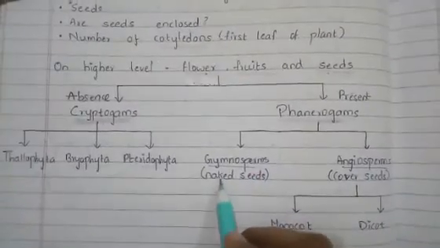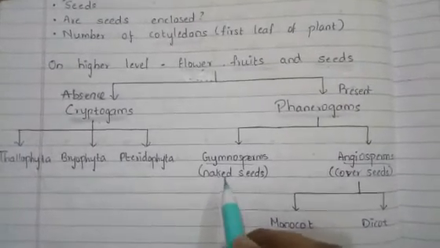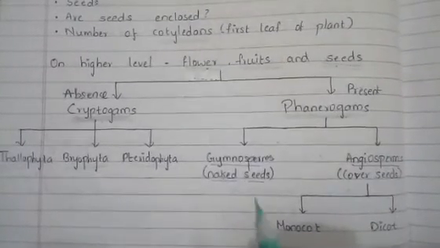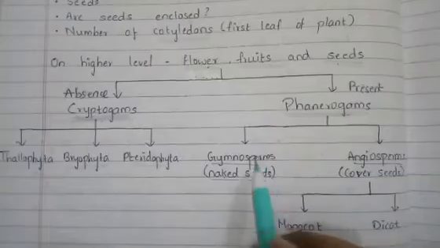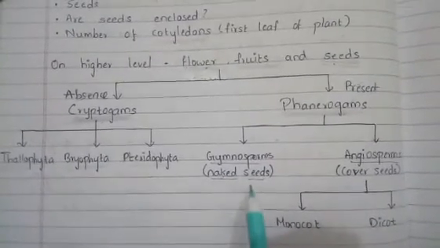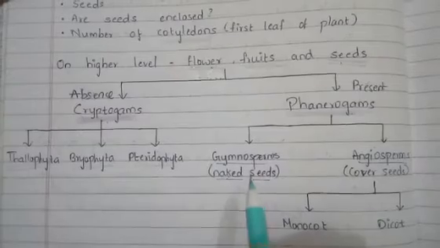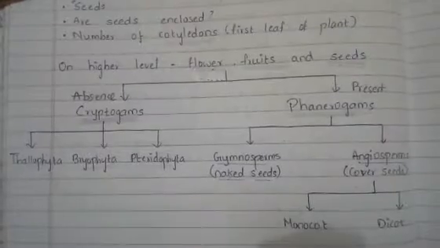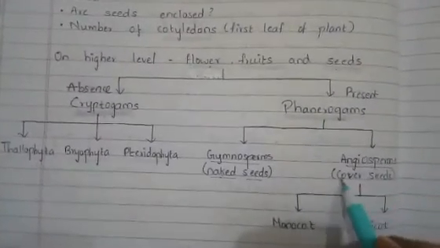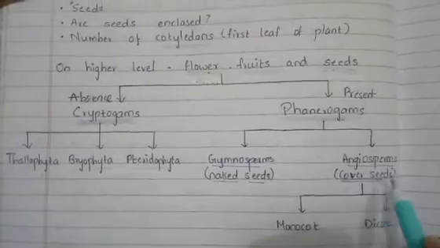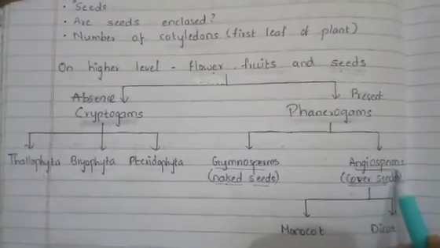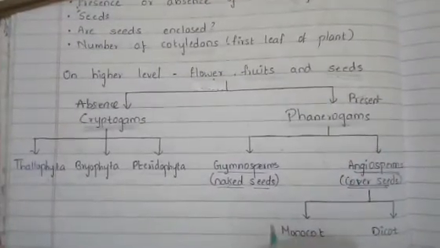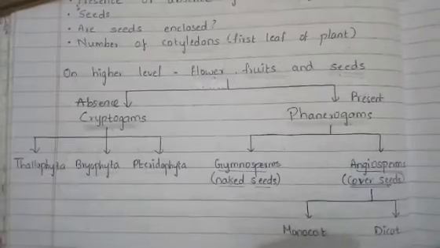The gymnosperms include plants which have naked seeds. Naked seed means seeds are not covered, or you can also say seeds are open. So the plants which have open seeds or naked seeds will be termed as gymnosperms, and the plants which have their seeds covered will be categorized into angiosperms. So these are the two categories of phanerogams based on the seeds: naked seeds and covered seeds.